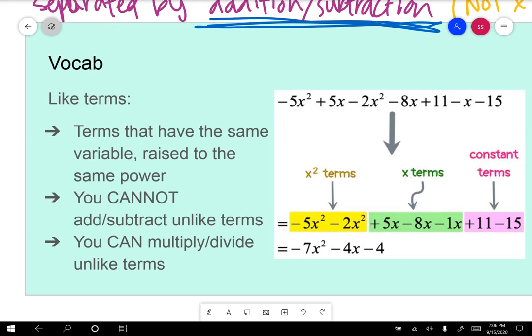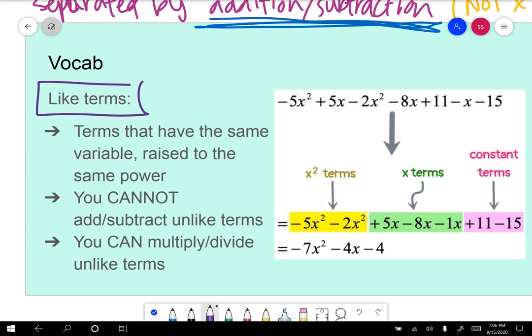Okay, so let's talk about like terms. You're going to hear the phrase like terms a lot. I keep saying "okay," and the more I think about it, the more I say it. But I'm trying not to. Maybe I need a rubber band or someone to poke me every time I say it. Anyway, like terms. Like terms are terms that have the same variable and they're raised to the same power.